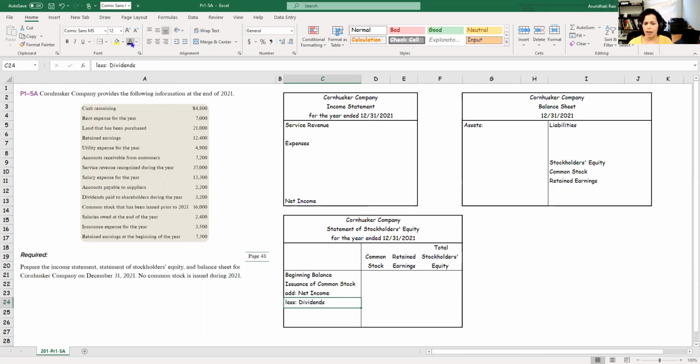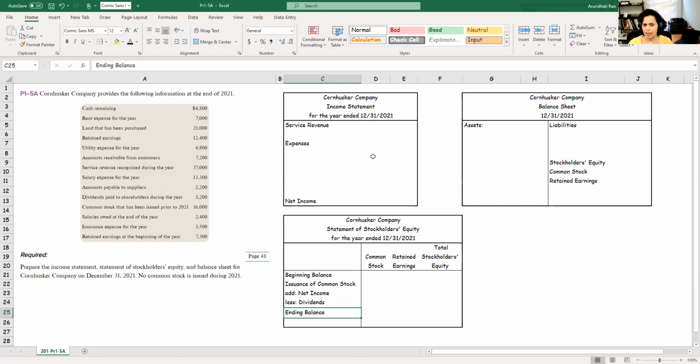And then a part of the money that's retained in the business may be given out as dividends. Dividends is basically a share in the profits. And then finally, you'll have your ending balance.